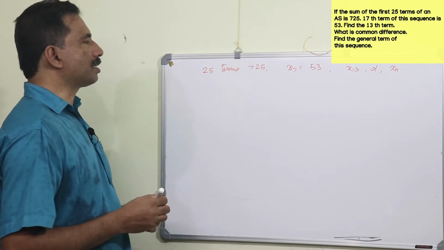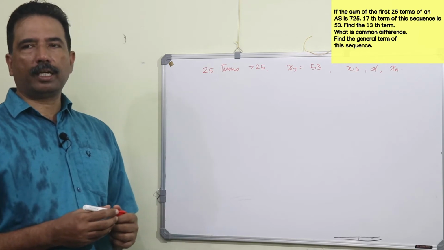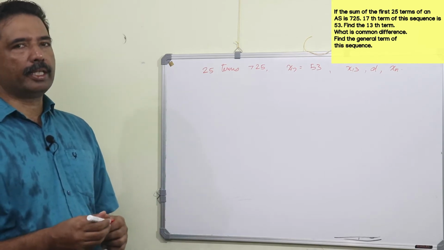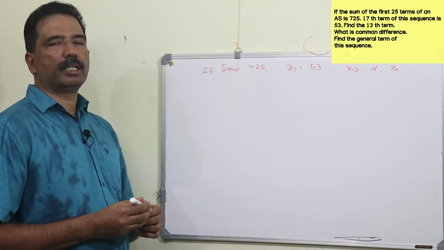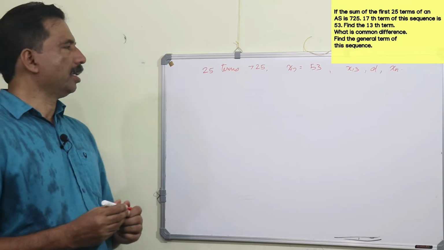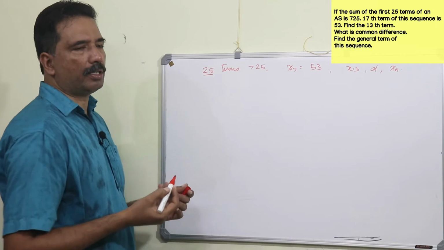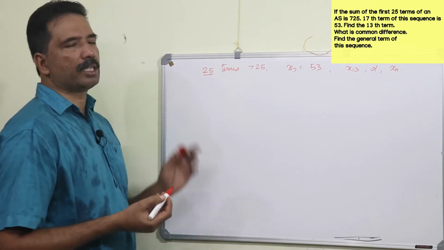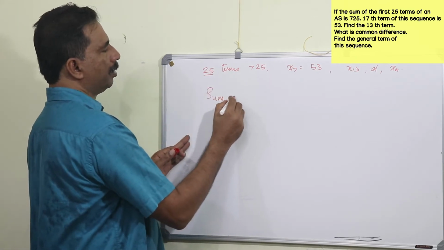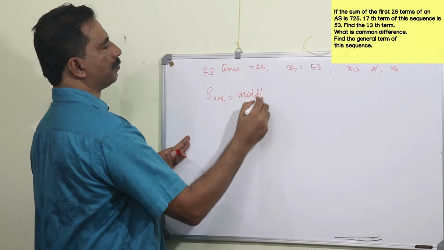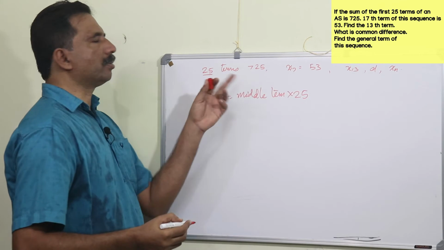We have the sum of the first 25 terms is 725. We have a result that if the number of terms is odd, then the sum of the first n terms is the middle term into the number of terms. Here the number of terms is odd, 25. Therefore, the sum of the first 25 terms is the middle term into 25.